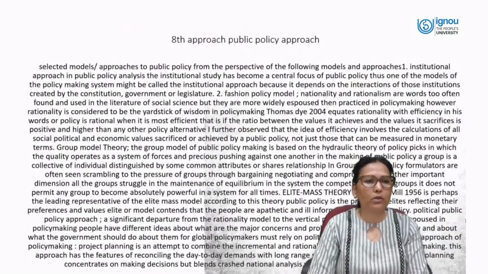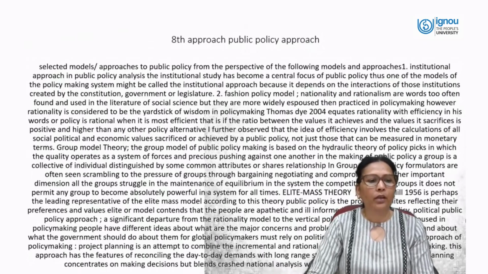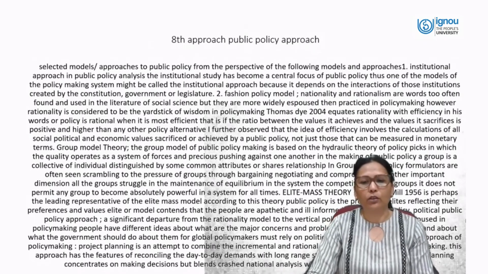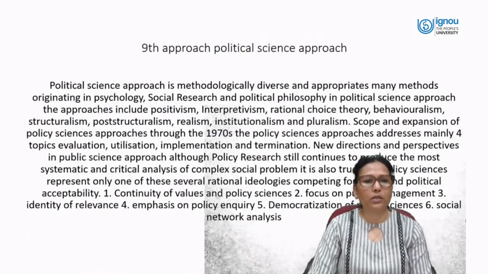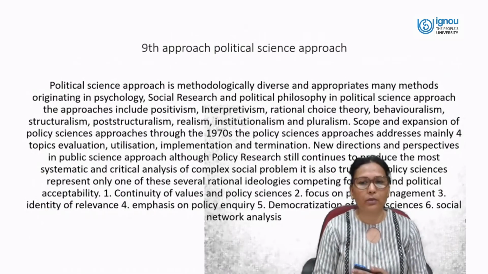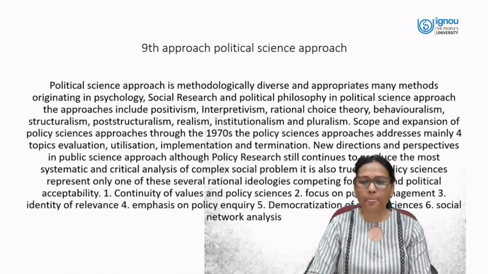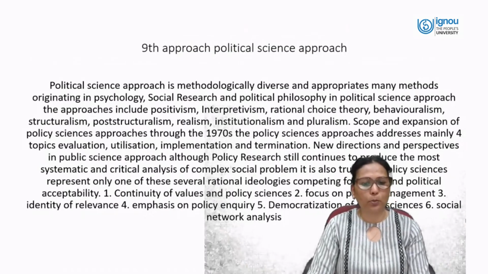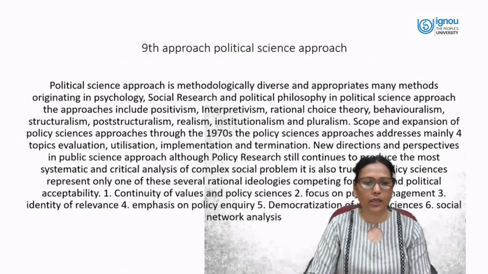Eighth approach was the public policy approach. The public policy approach had policy models and group model theories by Thomas Dye in 2004. Elite mass theory was also there by C. W. Richmond in 1956. Ninth approach was the political science approach. The political science approach is a methodology that draws on many methods oriented in psychology. It focuses on public management, identity of relevance, emphasis on policy inquiry, democratization of policy science, and social network analysis.